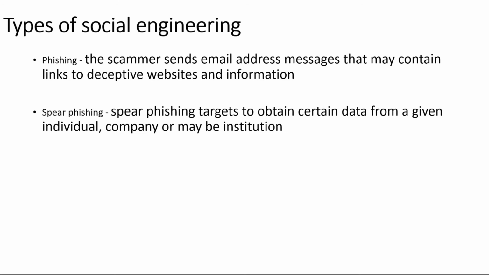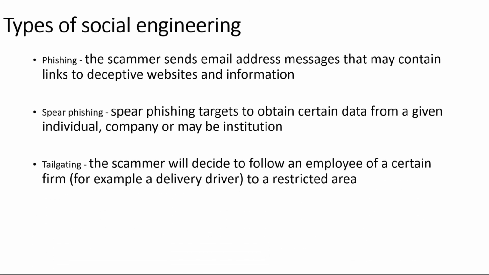Number 5. Spear phishing. Spear phishing aims to obtain certain data from a given individual, company, or institution. Spear phishing may take a period of time, even up to a month, as the scammer tries to study the victim.